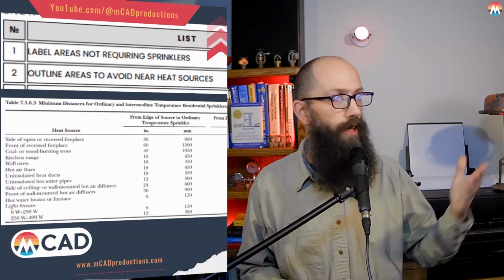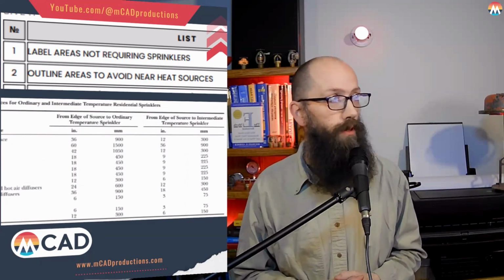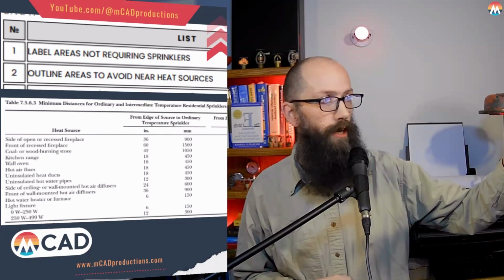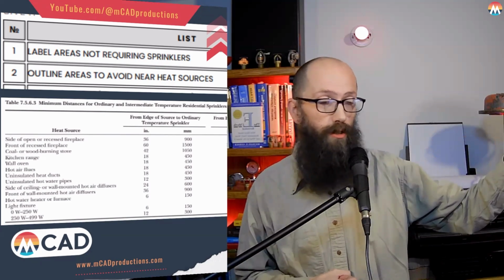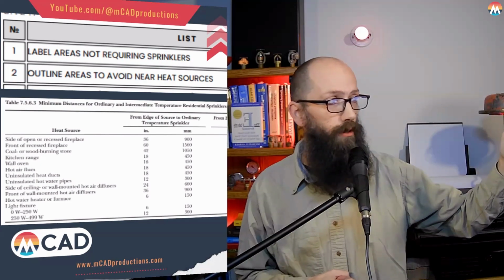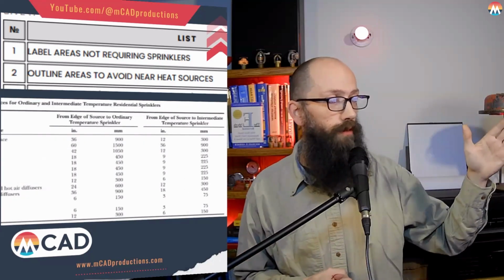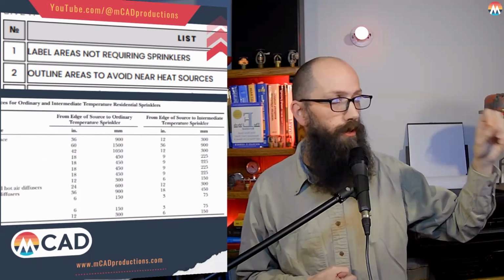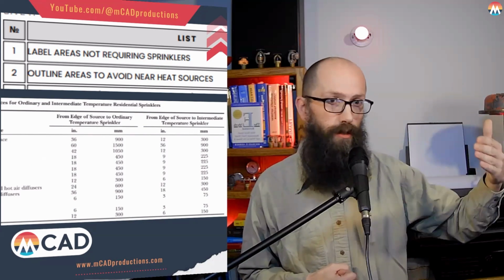And if you guys can see this, I know it's small, but as we switch back and forth, I'm just moving left to right on this same piece of text here. The distance here on the first item is side of an open or recessed fireplace. It's 36 inches you have to normally be from the side. The front, you have to be 60 inches or 5 feet. Well, if we change to the next, if I slide over here on my slide, we go from an ordinary temperature sprinkler to an intermediate temperature sprinkler. Well, we can reduce that space to 12 inches on the side and 36 inches in the front.